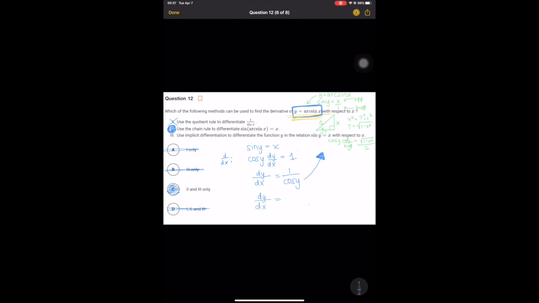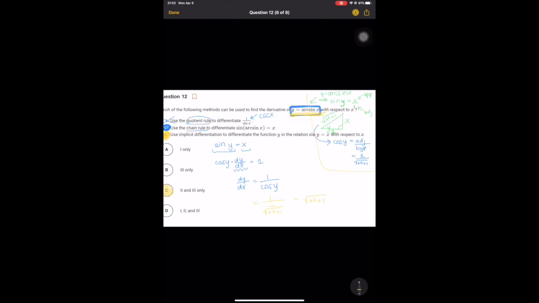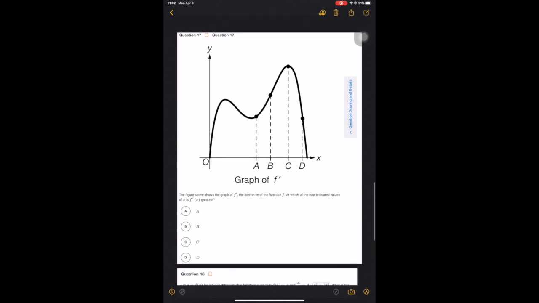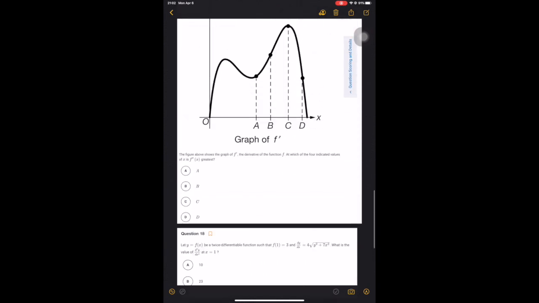Dy dx equals 1 over the square root of 1 minus x squared. We got the same result as before. And the third option works as well. So chain rule works, implicit differentiation works, and the first one was bogus. There you are. Thanks for hanging in there, guys. So here's the next question. Just a few more. Oh, look at that. Only 2 more.